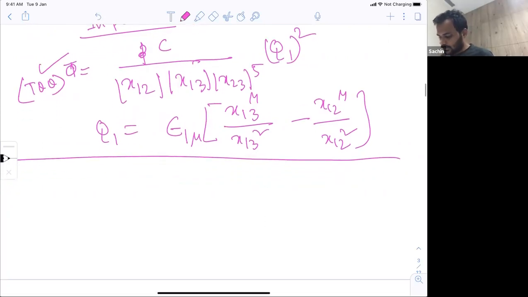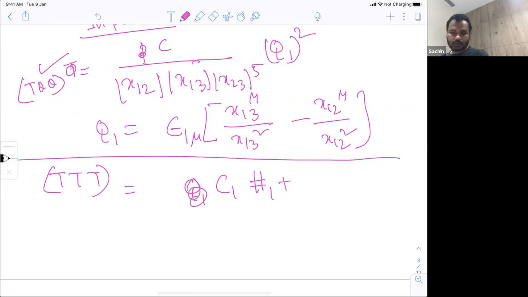Okay. Yeah. So let's say you do TTT in position space as well. You will not get only one structure. There are four or five structures. So you'll get C_1, one structure, C_2, another structure, let's say C_5, another structure. Okay.